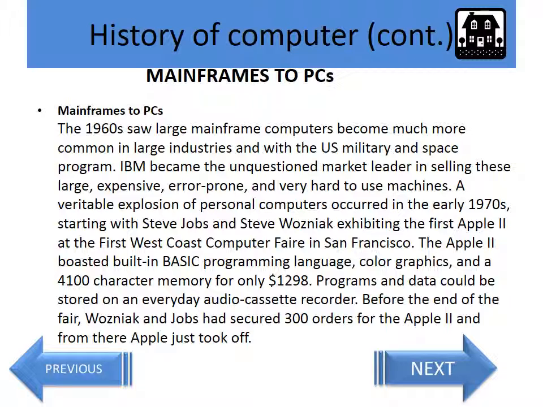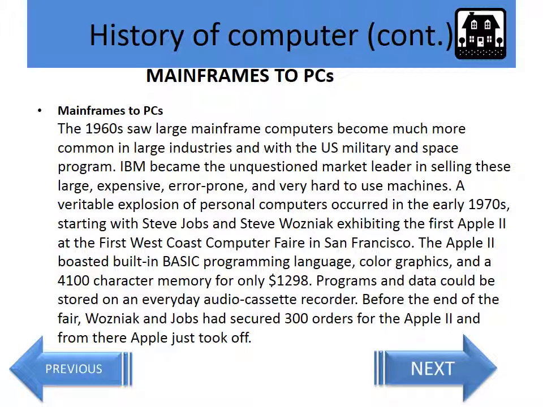Mainframe to PC. The 1960s saw large mainframe computers become much more common in large industries, which the US military and space program used mostly. Because the US military was one of the most elite users of computers in the early days. They were the ones that made use of the computer for communication, for checking of their other military apparatus in the war and so on.